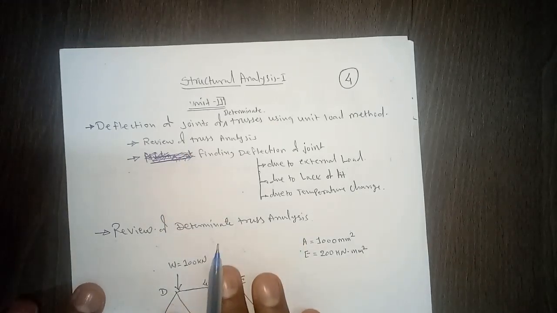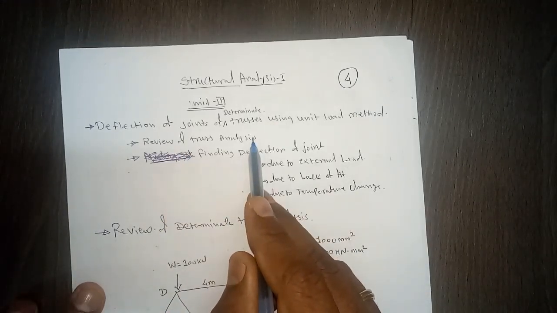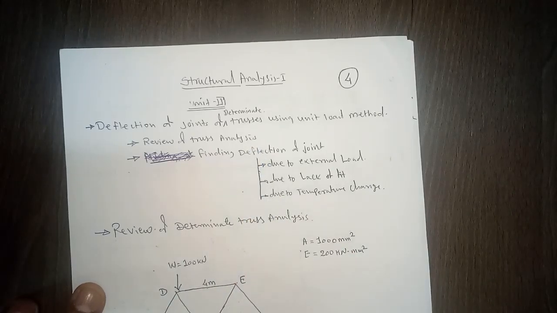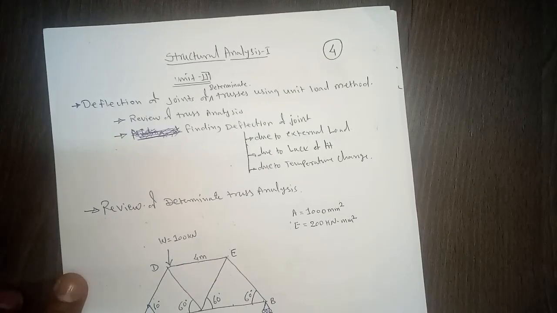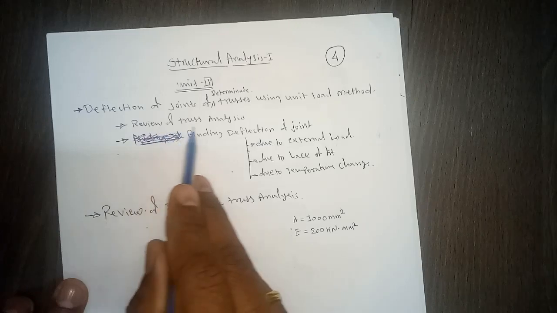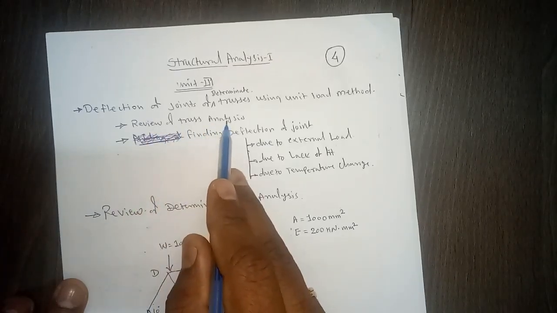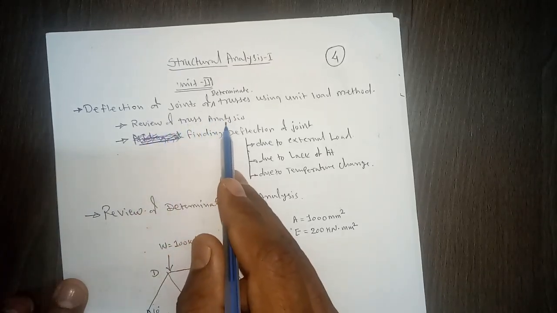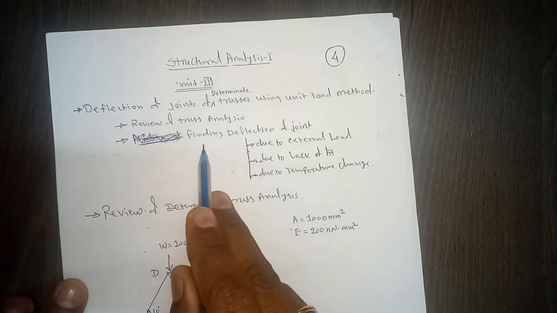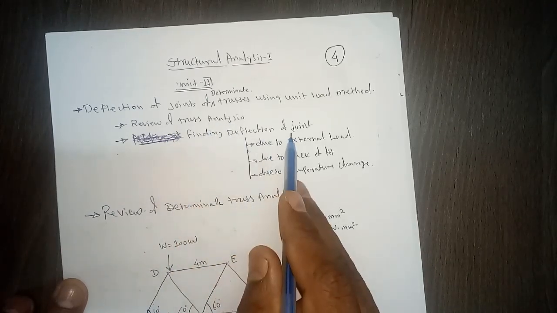Actually, in the unit load method we have to analyze a determinate truss several times. In the first semester you solved the truss only one time, but here the same truss you have to solve two or more times, depending upon the number of deflection components we want to calculate. So first we will review truss analysis, how to solve a determinate truss, and then next we'll find the deflection of a joint.